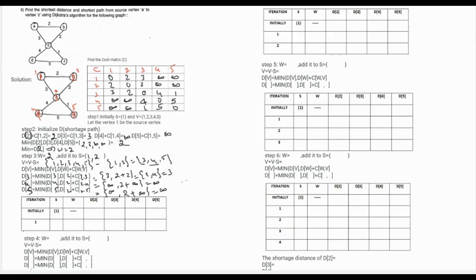So filling up the values, we got here 1, and here the values are 2, 2, 2, infinite, infinite. Then for the second one, 1 comma 2, the value of W was 2. Then D2 we didn't get 2. Then D3 we got 3. D3 is 3.